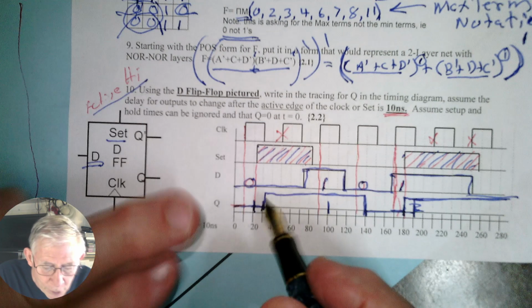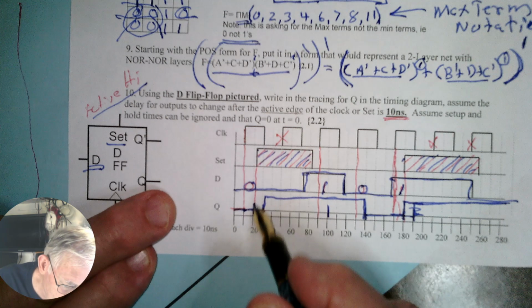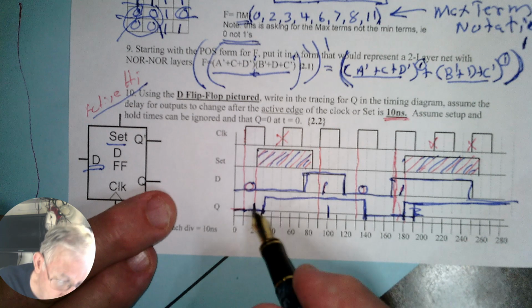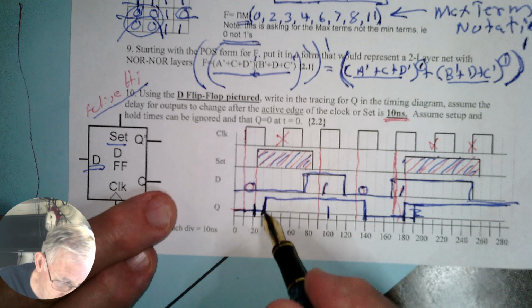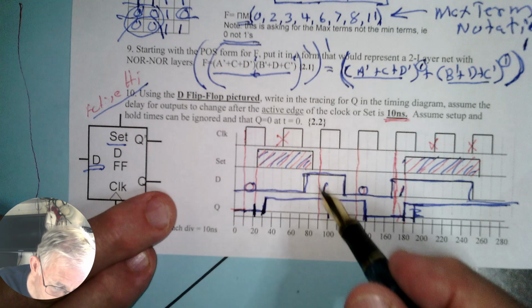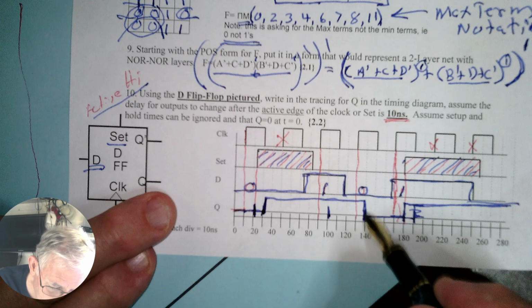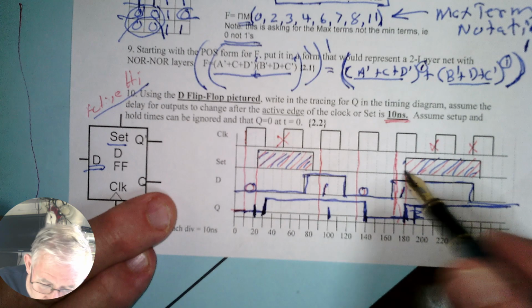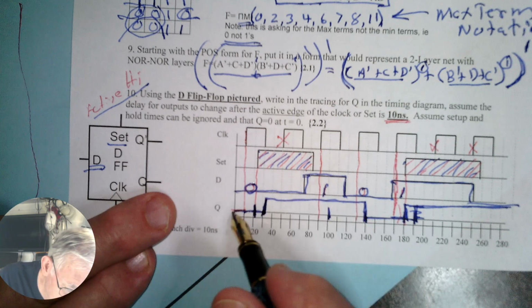We know from the active edge of the clock, we have to wait 5 nanoseconds, so there could be a change here. From where the asynchronous input's asserted, it's also a 10 nanosecond delay. A 10 nanosecond delay there too, so we put in a 10 nanosecond delay. Here we have an active edge of the clock, 10 nanosecond delay. Another active edge, 10 nanosecond delay. Another active edge, 10 nanosecond delay. An assertion of our asynchronous input, 10 nanosecond delay. And finally, that's it.